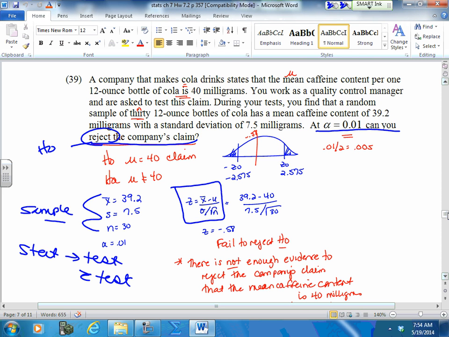Now, if your claim is H0, this guy, and you fail to reject it, that means you take it. But the way we word this is, there is not enough evidence to reject the claim that the mean caffeine content is 40 milligrams. Make sure you give me the claim. That's your last statement when you do this.